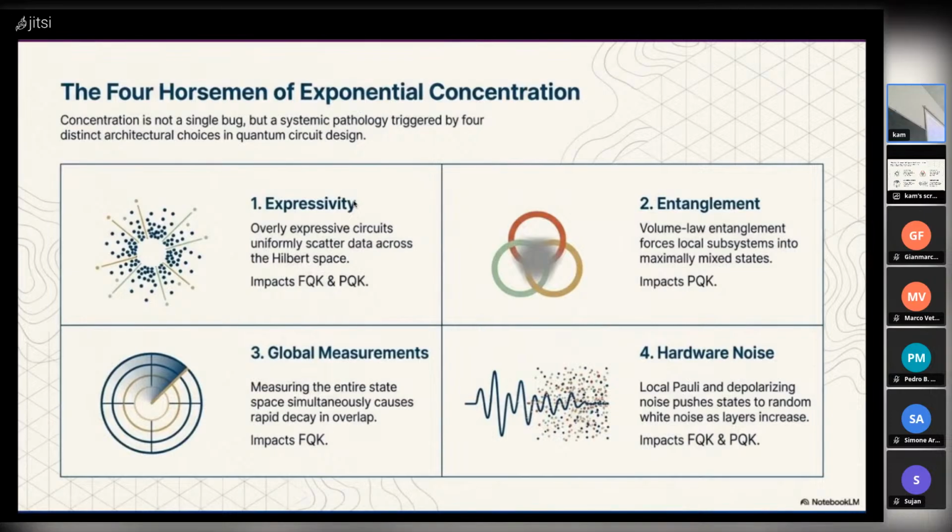And if you also use global measurements, it's similar to the volume law entanglement. If you spread the data across the whole quantum space, then you also end up with the diagonal line. And finally, there's always the noise. If you cannot improve the noise, then all the computation is meaningless, and you end up with a diagonal line.